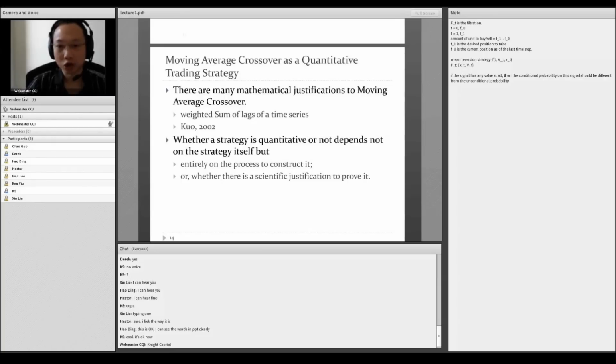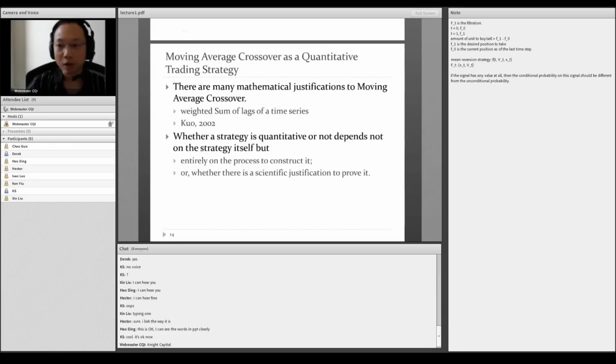Now, we just dismissed the moving average crossover strategy as a valid strategy from the perspective of technical analysis. I just gave you a lot of reasons why it does not work, in the sense that there's no justification for that. But here we do exactly the opposite. I'm going to show you that the moving average crossover strategy might work, and there's a lot of justification for that. There are actually many scientific or mathematical proofs to justify why a moving average crossover strategy might work. And from this perspective, the moving average crossover strategy is a quantitative trading strategy.